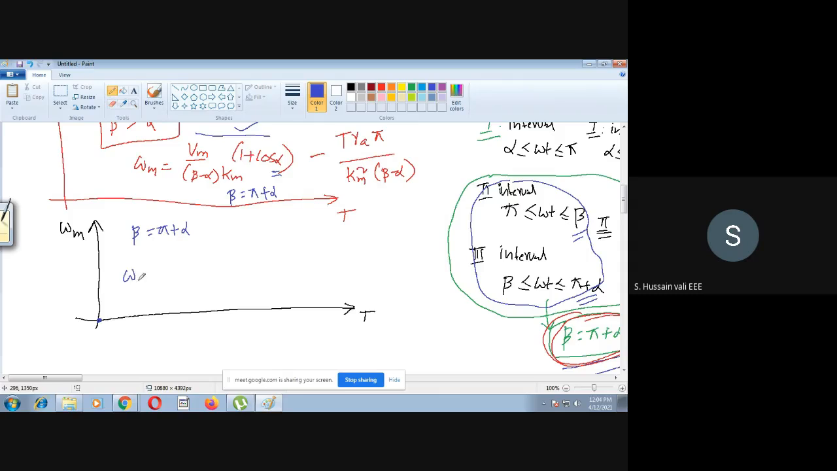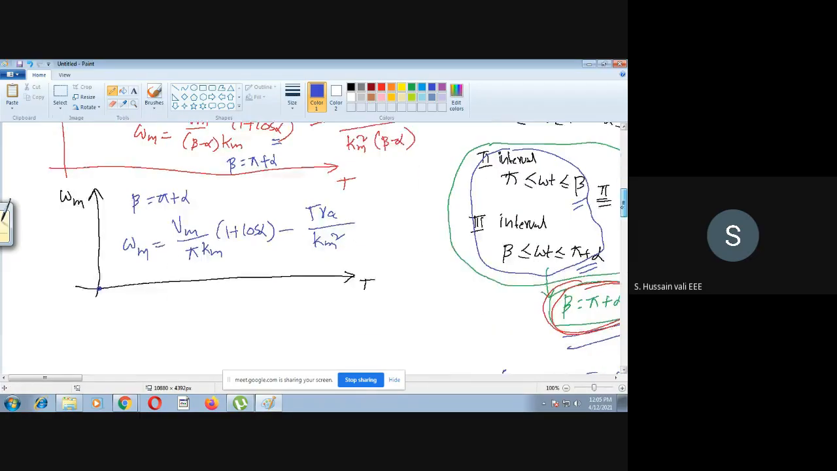Then what is the speed? It becomes Vm by pi into Km into (1 plus cos alpha) minus T Ra by Km square. Now beta is pi plus alpha, so alpha minus alpha gets cancelled, and pi and pi both get cancelled. So it's only left like this. Now for this expression we'll draw once again.